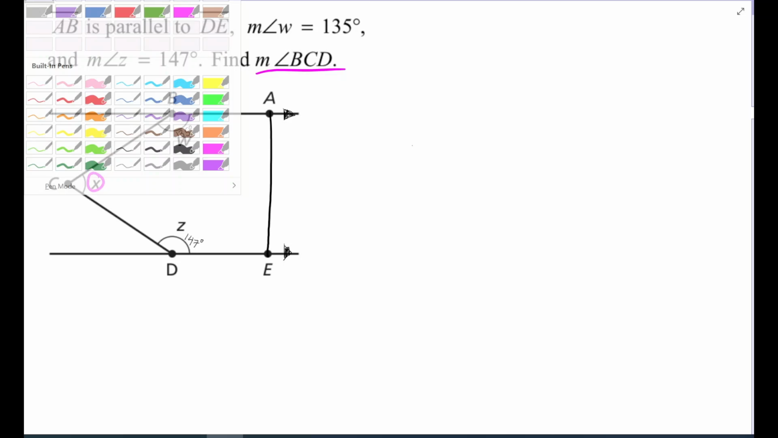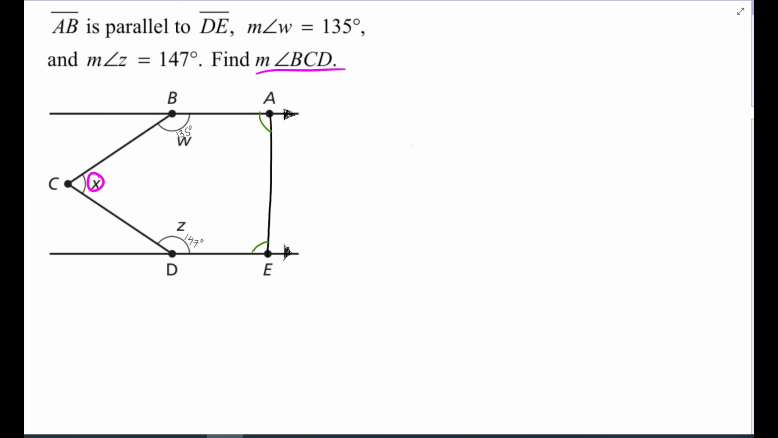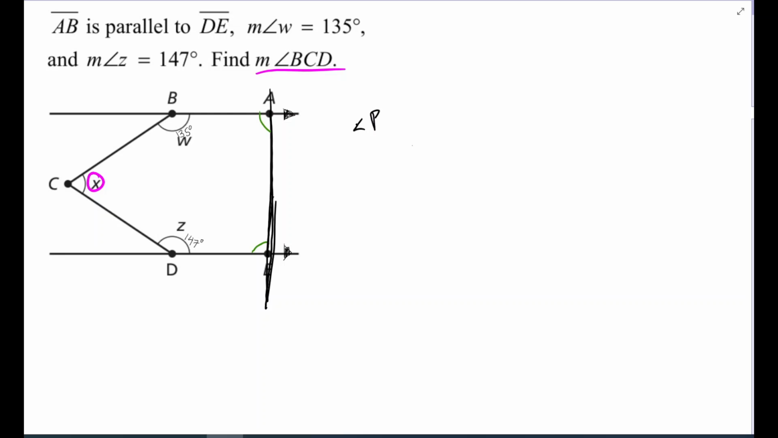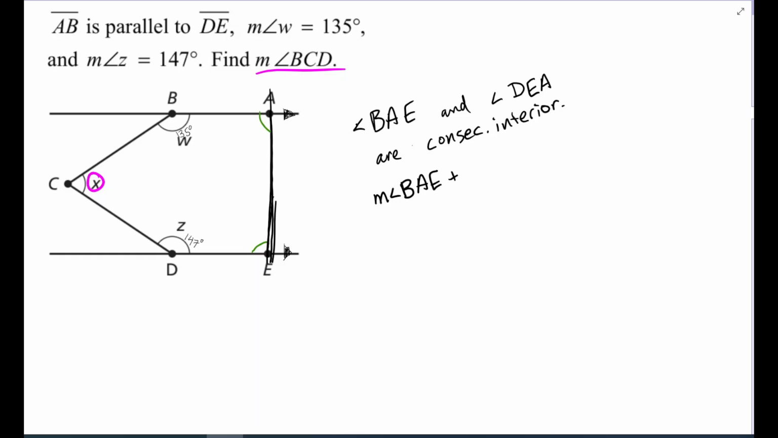Well, the idea here is that because these two lines are parallel, this particular transversal tells us that the angles inside are consecutive interior angles. So angle BAE and angle DEA are consecutive interior angles. And what do we know about consecutive interior angles? That they add up to 180 degrees. So the measure of angle BAE plus the measure of angle DEA is 180 degrees.